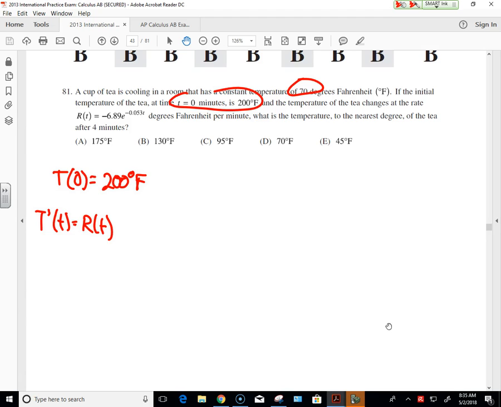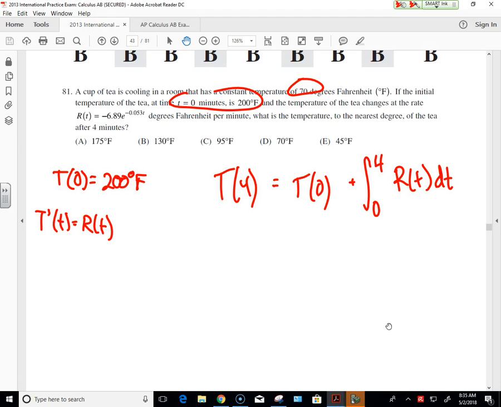Integration as net change, because only that one says the time. If you tell me what was happening at the beginning plus the integral of the change in time, which from this one would be 0 to 4 of the rate, it'll give me T of 4. So I plug in T of 0 plus the integral of the rate.